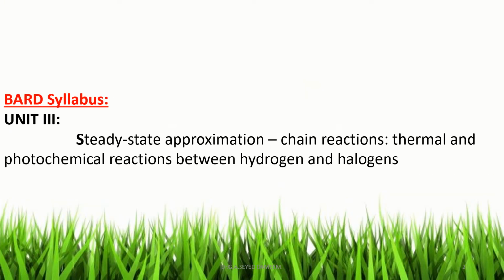This slide shows the syllabus of the Physical Chemistry 1 paper under Unit 3, and the syllabus is steady state approximation, chain reactions, thermal and photochemical reactions between hydrogen and halogens. This is a part of Unit 3.